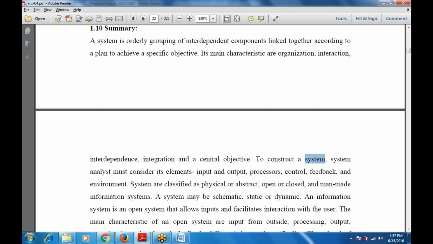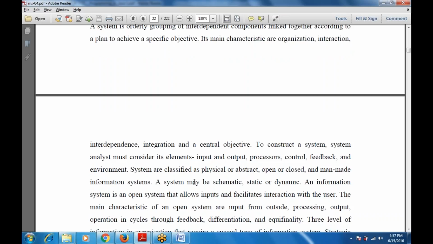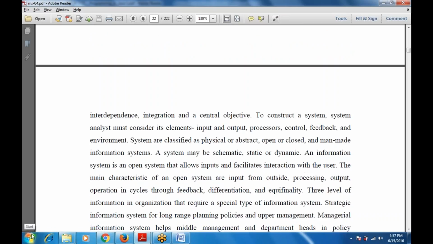To construct a system, the system analyst must consider its elements. What are the elements? Input, processing, control, feedback, and the environment. There are two types of systems we are defining: physical or abstract, and open or closed. A system may be asymmetric, static, or dynamic. An open system interacts with the environment, while a closed system, which is very rare to find, has no interaction with the environment.